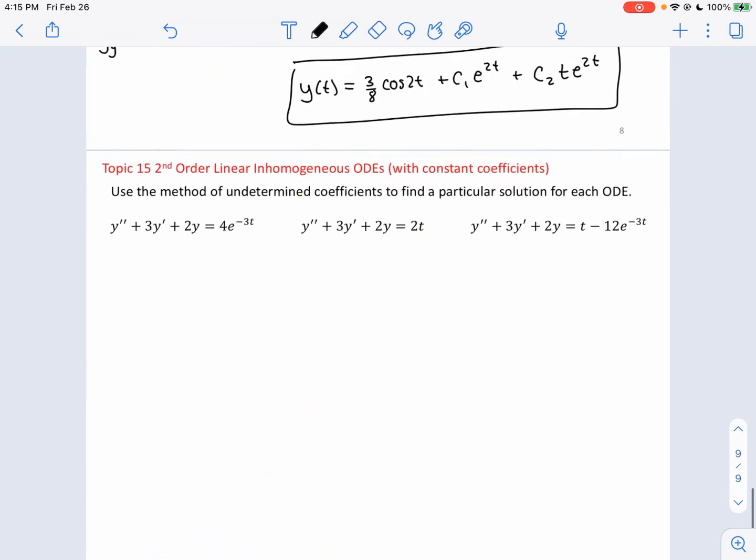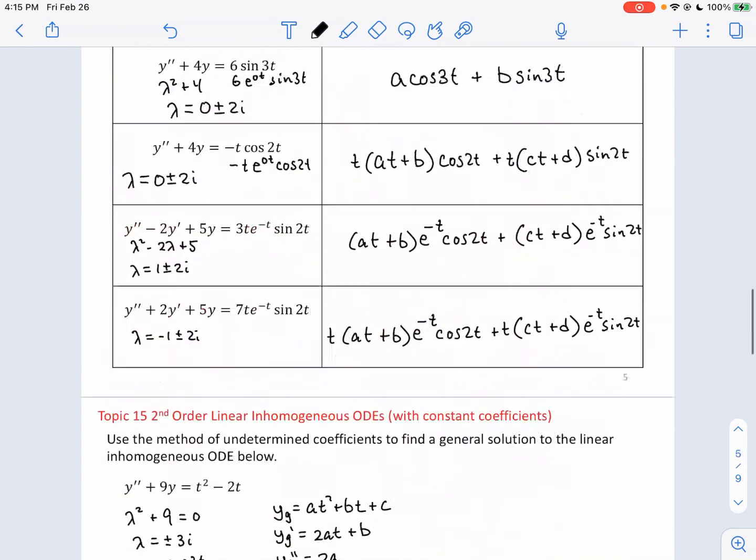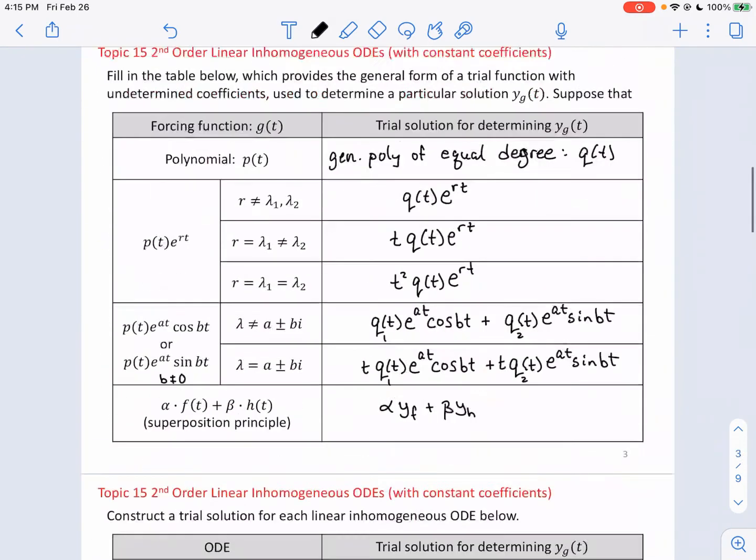And then finally, one last slide. This is demonstrating the superposition principle, which was the very last entry in this table right here.